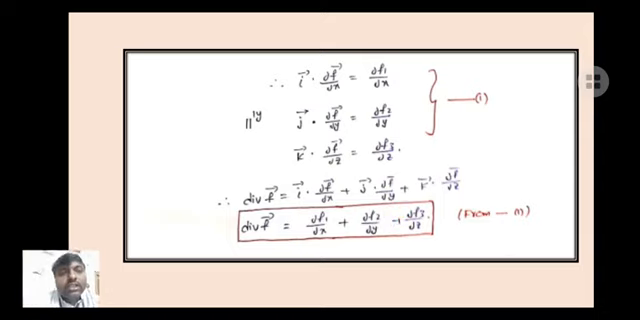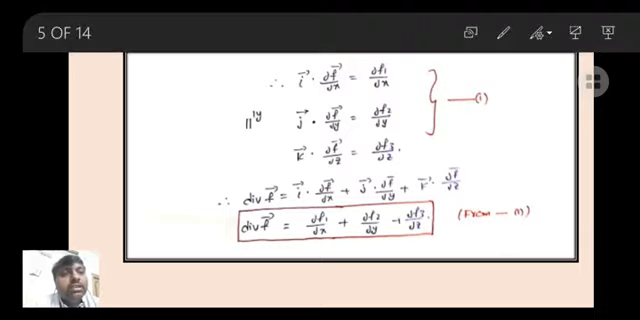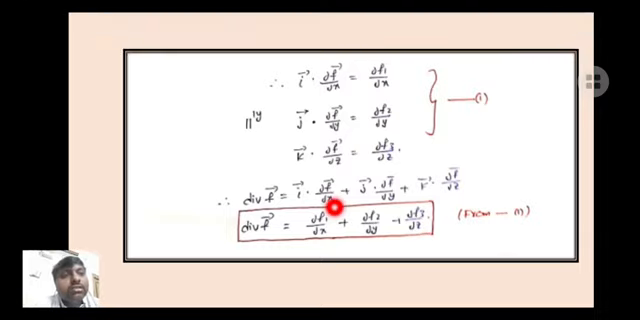Now onwards, whenever we need to calculate the divergence of a vector point function, it is enough to calculate div f bar is equal to dou f1 by dou x plus dou f2 by dou y plus dou f3 by dou z, where f1, f2, f3 are the coefficients of i bar, j bar, k bar in the component form of a vector point function.